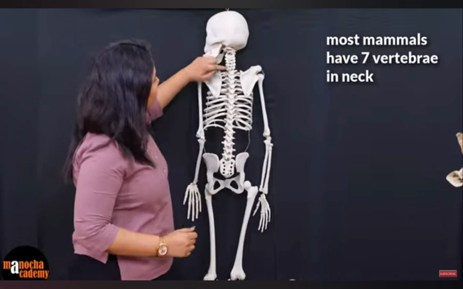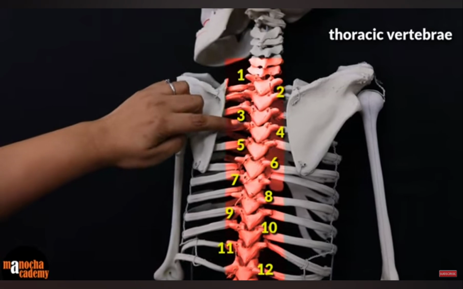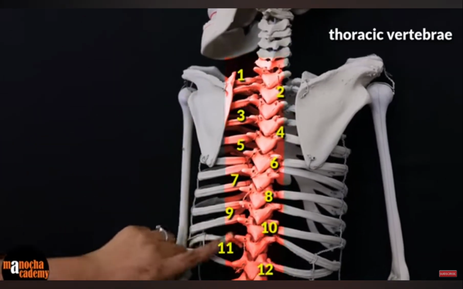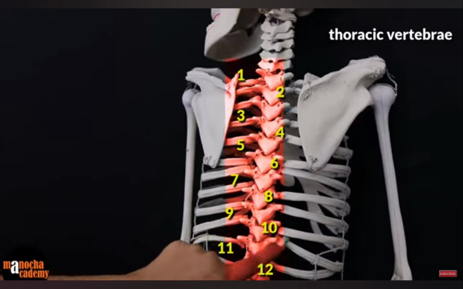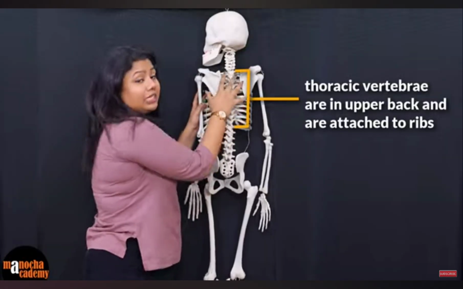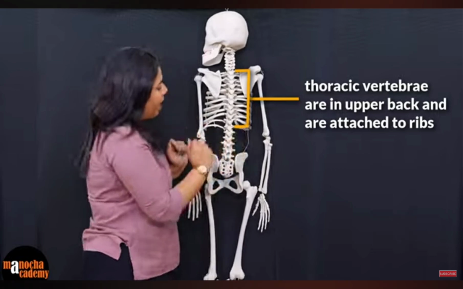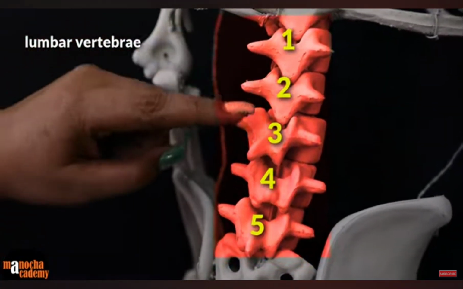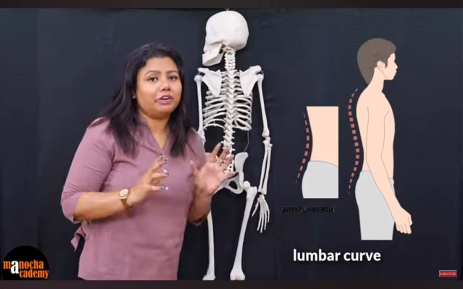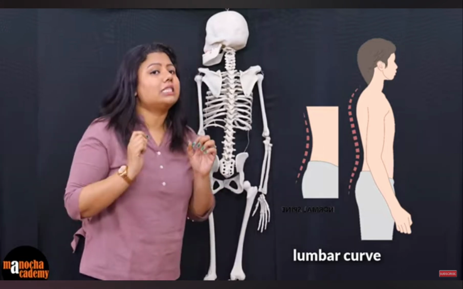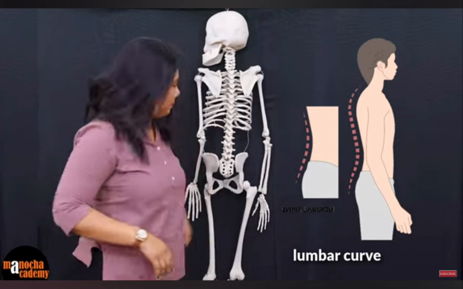The next set of vertebrae, 1, 2, 3, 4, 5, 6, 7, 8, 9, 10, 11 and 12, are known as the thoracic vertebrae. As you can see, they are present in the upper back region and they are attached to the ribs. After that, we have 1, 2, 3, 4, 5 lumbar vertebrae which form the lower back region. The curve that you see is the lumbar curve at the back.